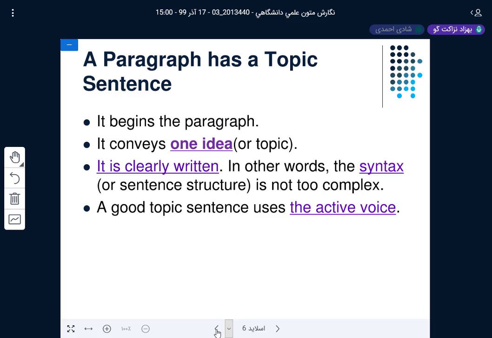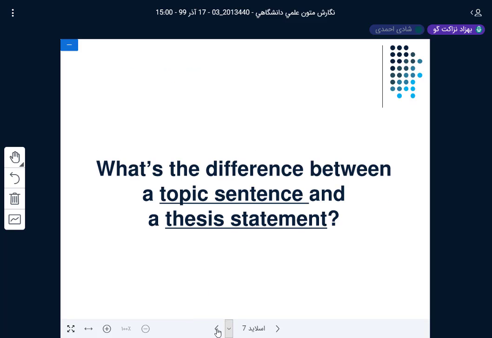A good topic sentence uses active voice and is clearly written, and the syntax or sentence structure is not too complex. So you just put your topic in the subject and then you can show your stance toward the subject. This is the easiest way to write your topic sentence. But there are different ways, and I will give you some references to see how to write your topic sentence.